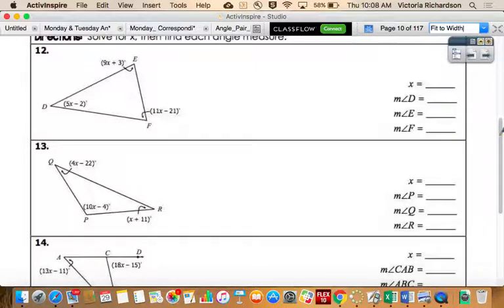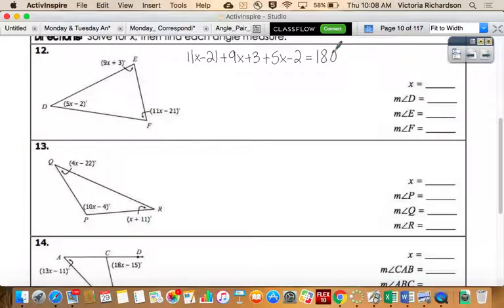And so this is a triangle, and how many degrees is a triangle? 180. Okay, so that means I can take this angle plus this angle plus this angle and add them up, and it'll give me 180. So I'm going to add 11x minus 21 plus 9x plus 3 plus 5x minus 2, and I'm going to set them equal to 180.